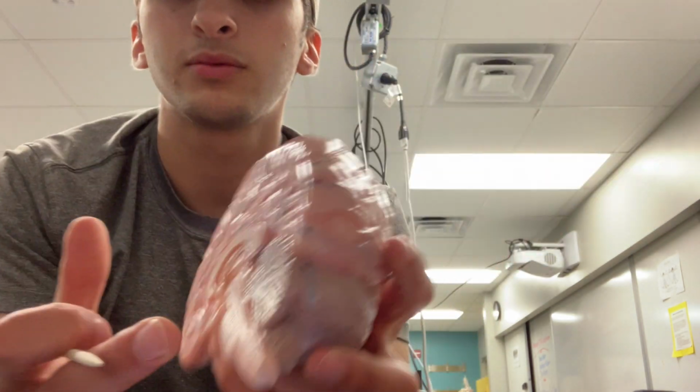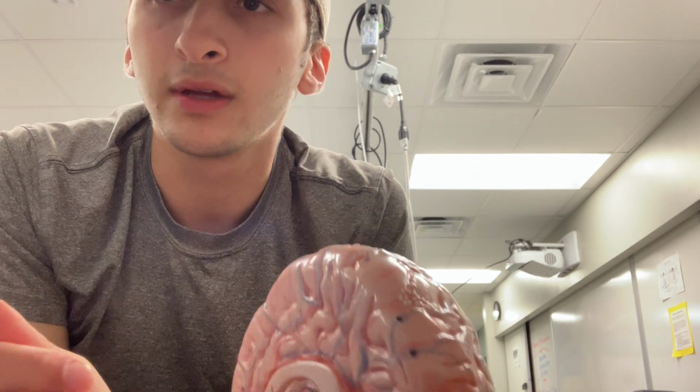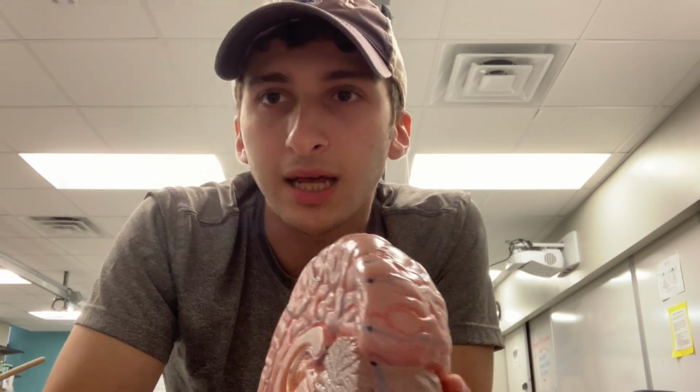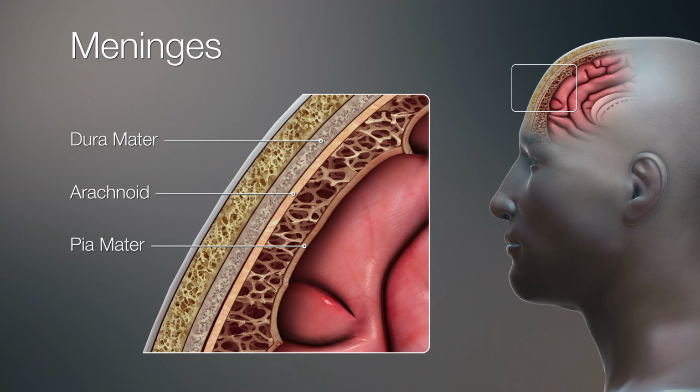What's important to know also with the brain is that you have something called meninges, which are the protective outer coating of the brain. The lowest layer is the pia mater, then you have the arachnoid matter, and then you have the dura mater, which is the hardest casing on the outside.